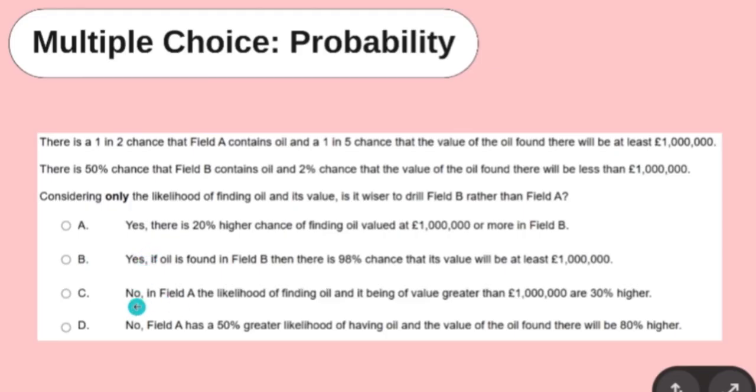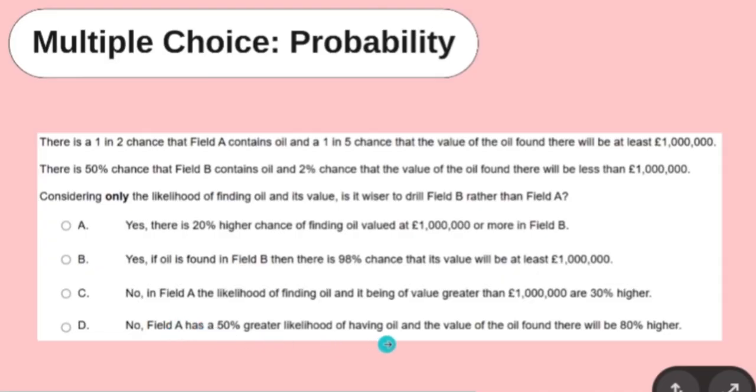But just to double check, and because we have the time, if you don't have the time, don't worry about it. We're just going to look at the other statements. So no, in field A, the likelihood of finding oil and it being of value greater than £1,000,000 is 30% higher. Again, that difference is incorrect, so it's not C. And in field A anyways, it's less than that in field B, so that's immediately wrong. And then, no, field A has a 50% greater likelihood. I don't even need to carry on reading. We know field A has a lower likelihood of having.